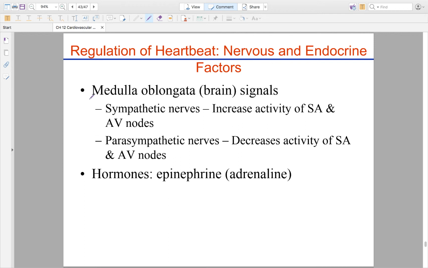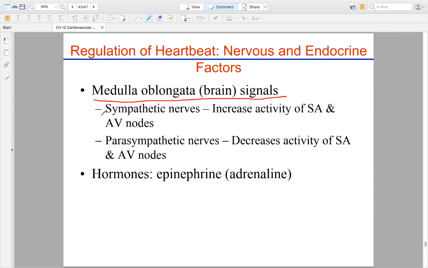We have a segment of our brain called the medulla oblongata. Okay, this part of the brain has a huge role in several organ systems, but its role specifically in heartbeat is that it either increases the activity of the SA and AV nodes, or it will decrease the activity of the SA and AV nodes depending on exactly what the body needs.